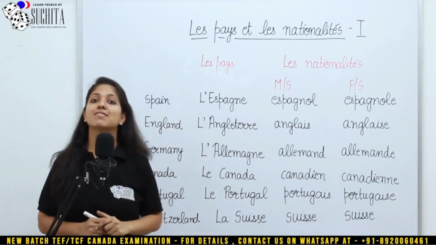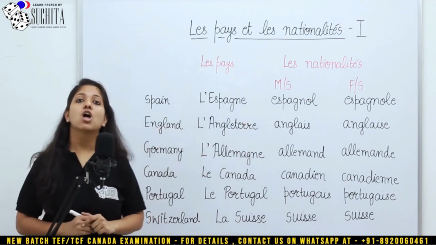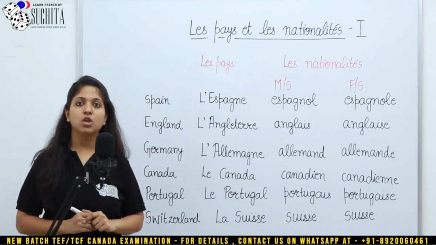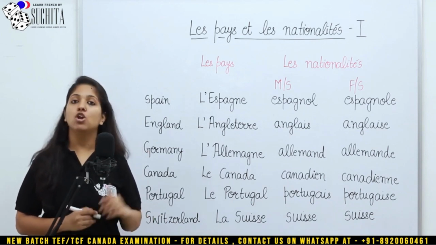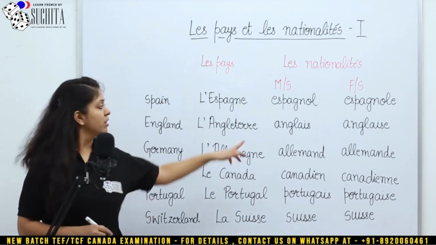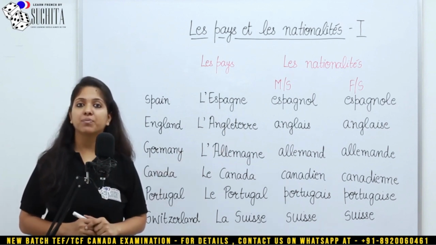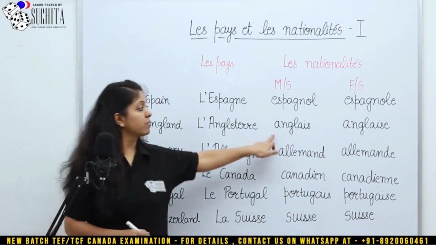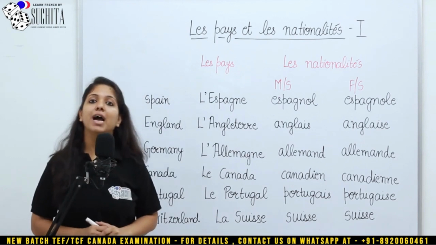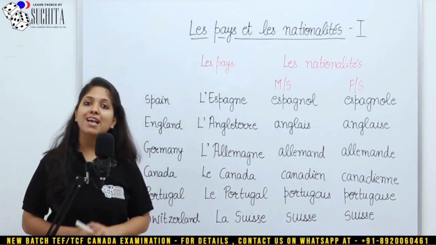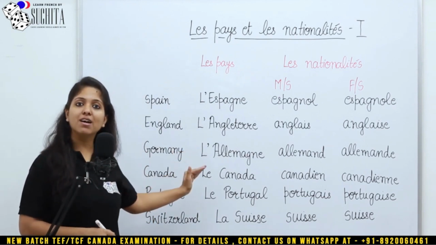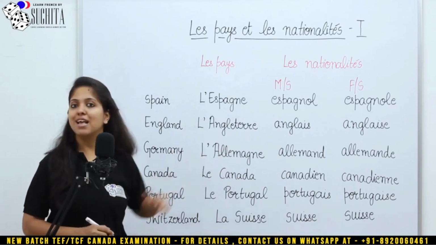Moving on to the next one, which is England. England is l'Angleterre. The nationality is Anglais. In order to make it feminine, I applied E: Anglaise. So l'Angleterre, Anglais, Anglaise.